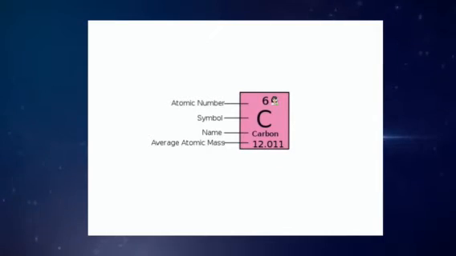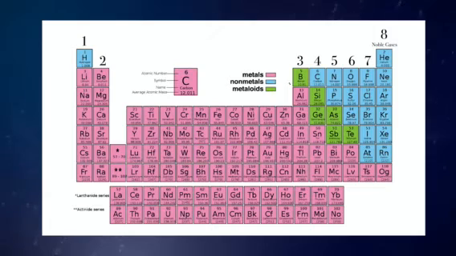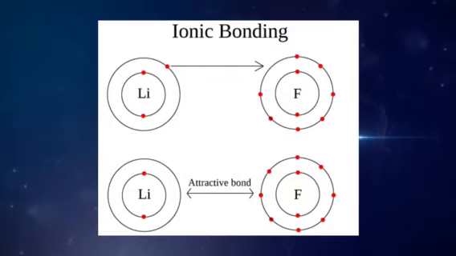So the number we want to focus on is the atomic number, which in the case of carbon is 6, meaning it has 6 positively charged protons and 6 negatively charged electrons, which is indicative of this atom being in a neutral state. Okay, so back to the periodic table. These elements are categorized in groups 1 through 8. 8 being noble gases, which means they have 8 valence electrons, and all elements want to achieve the noble gas configuration.